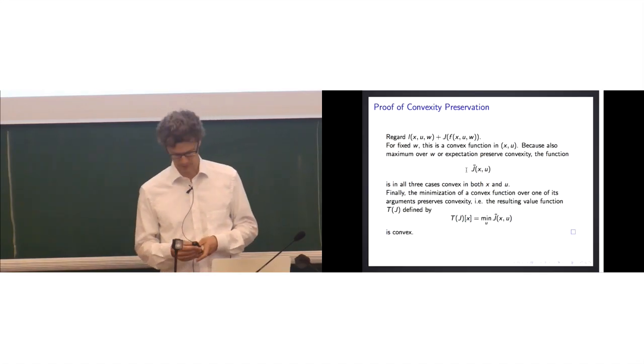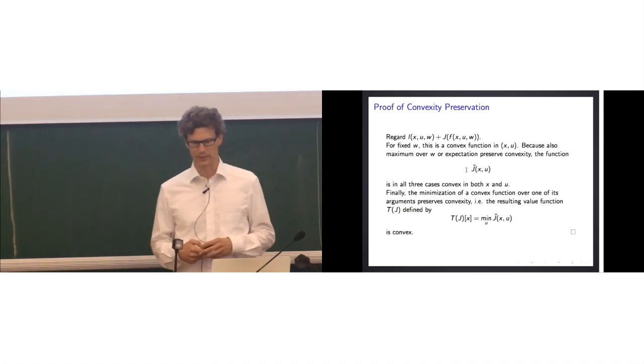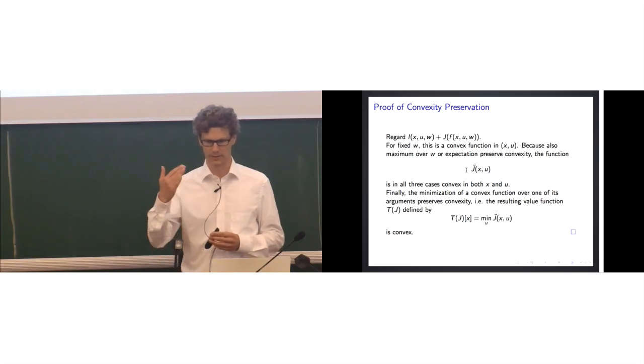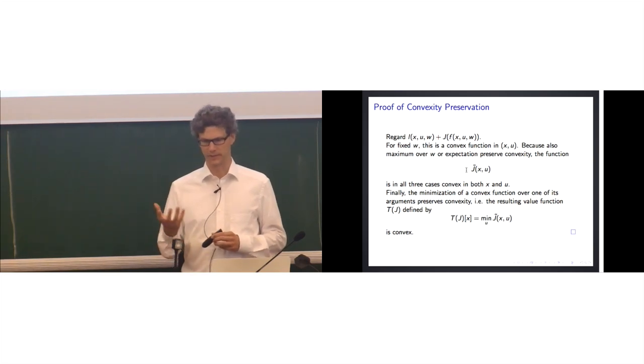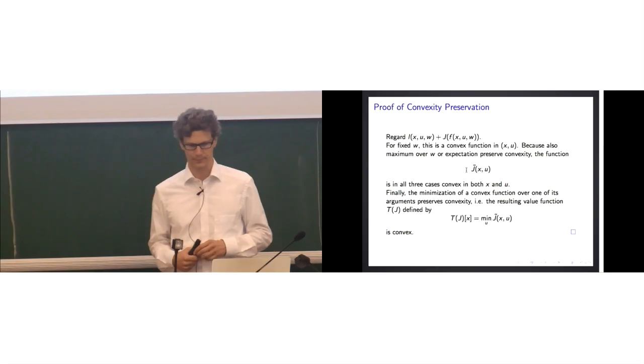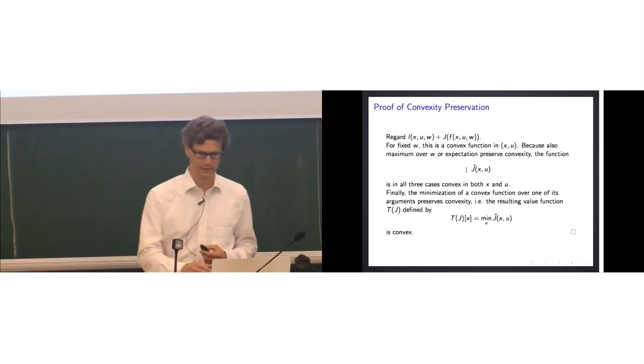That's also one of these interesting things that we treat actually tomorrow morning in more detail, the operations that preserve convexity. And yeah, the resulting value function, that is minimization of this J tilde over one of its arguments, is again a convex function. So that's the simple proof.